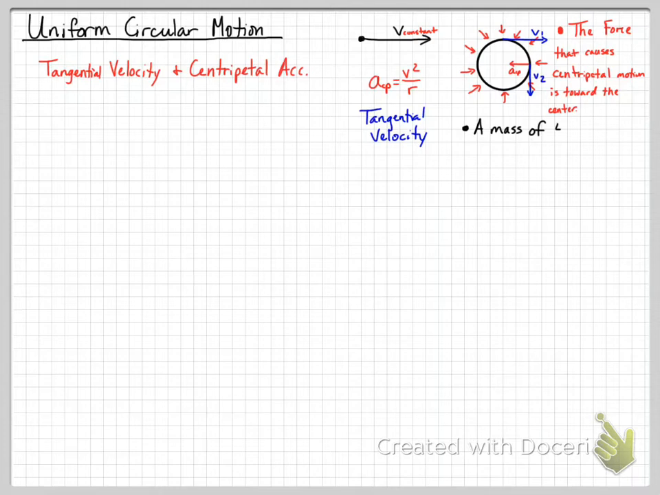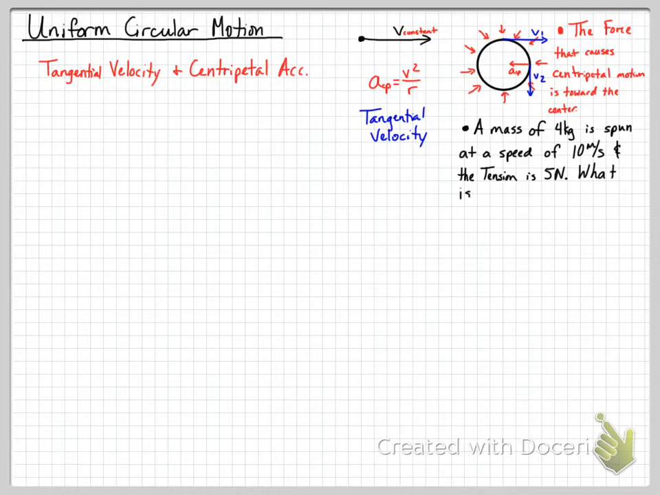So let's attack an example. We're going to have a mass of 4 kilograms, and it is going to be spun in a circle at a speed of 10 meters per second. And the tension in the string that is holding the object is going to be 5 newtons. We want to know what is the radius of that circle.